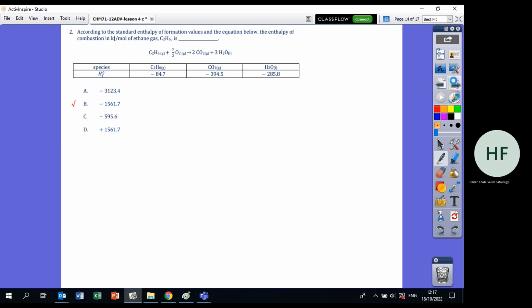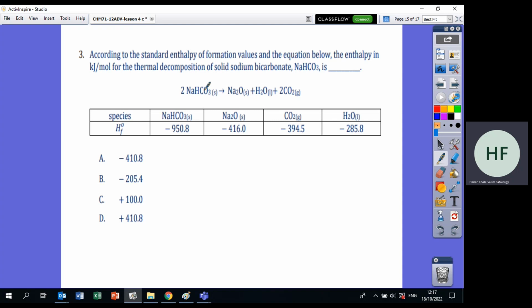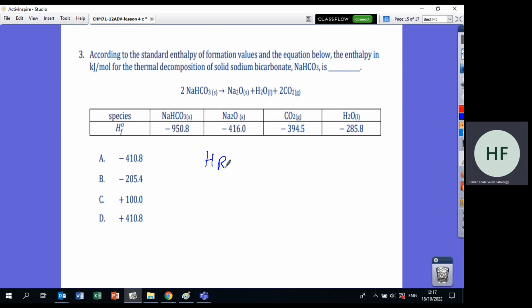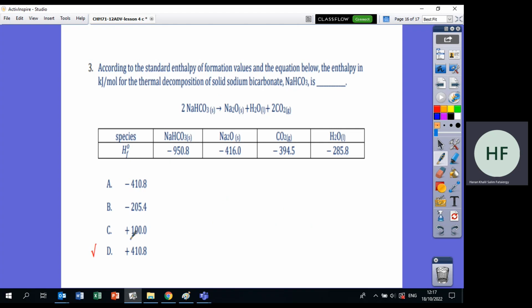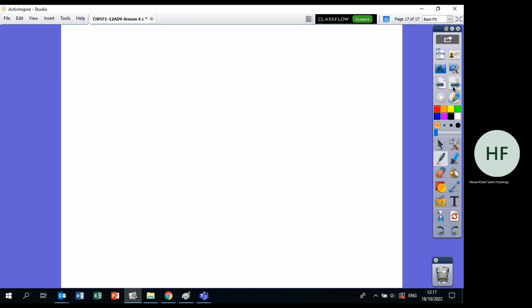Okay, one more question. Find the reactants, products, do H reactants, do H products, do delta H, and then find the correct answer. Pause the video and do your work. Now the correct answer is D.